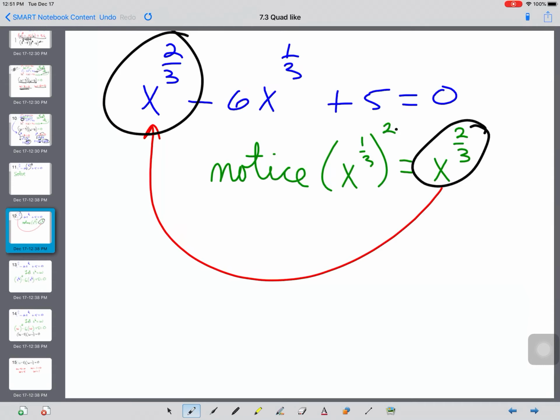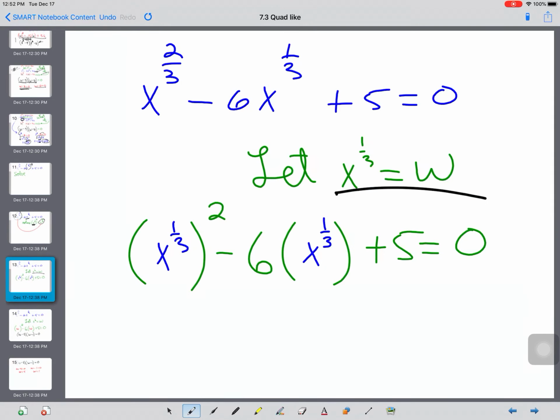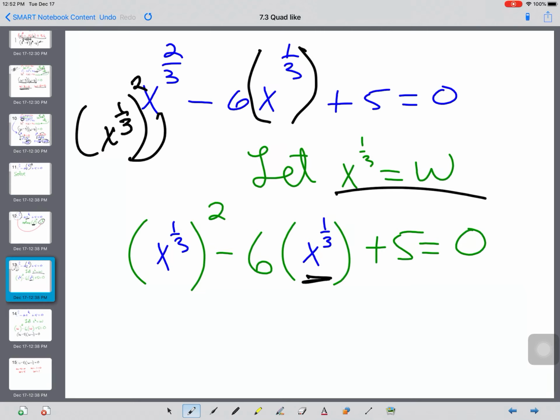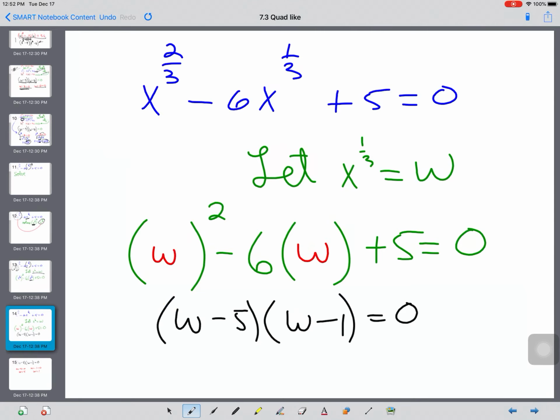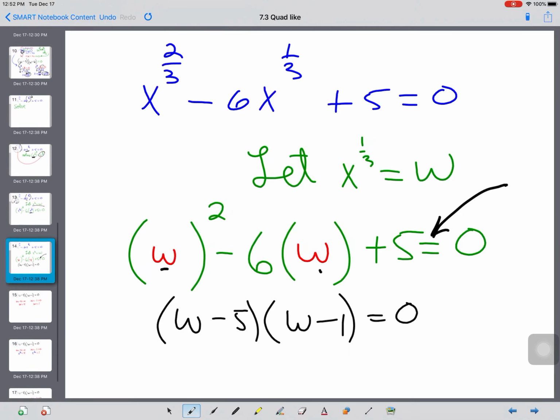So I'm going to let w equal this middle term. So let w equal that middle term, and then I'm going to take this x to the 1/3 and replace it with w, and this was x to the 1/3 squared, and that's what this term is, so I'm going to replace the x to the 1/3 with w's. A w in there and a w in there, and then factor it. Now this is an equation, so I'm trying to solve the equation.